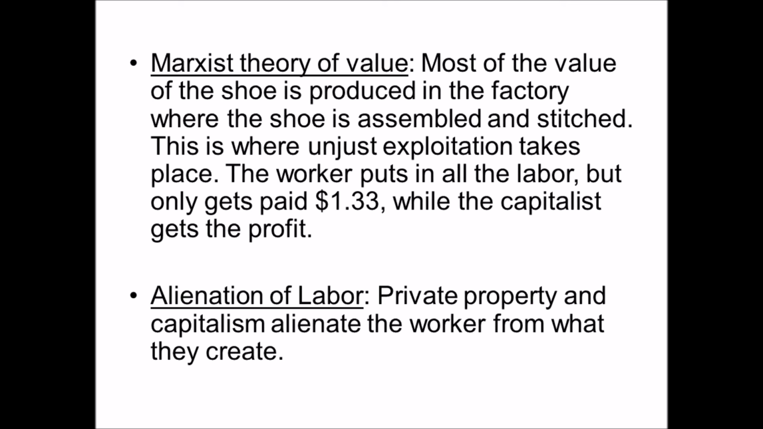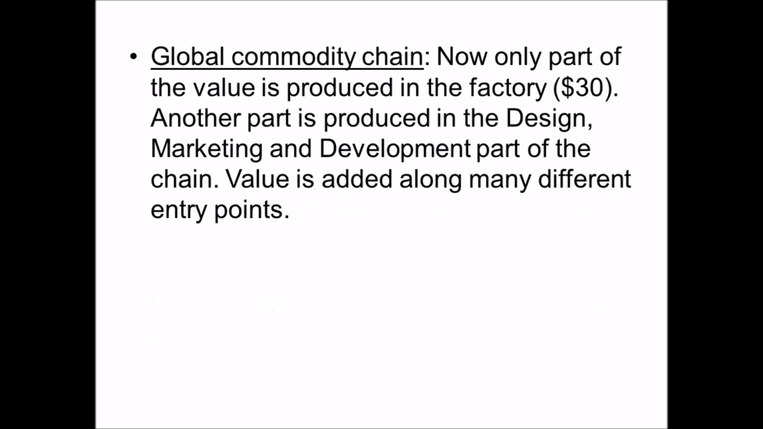But what was the difference between Karl Marx's time and today? Marx was writing in the early stages of capital industrialization, when the locus of production was all in the one place. Value was all produced in the factory. Today, we have a global commodity chain where only part of the value is produced in the factory. That's the $30 shoes. Another part is produced in the design, marketing, and development part of the chain. Now value is added along many different entry points.